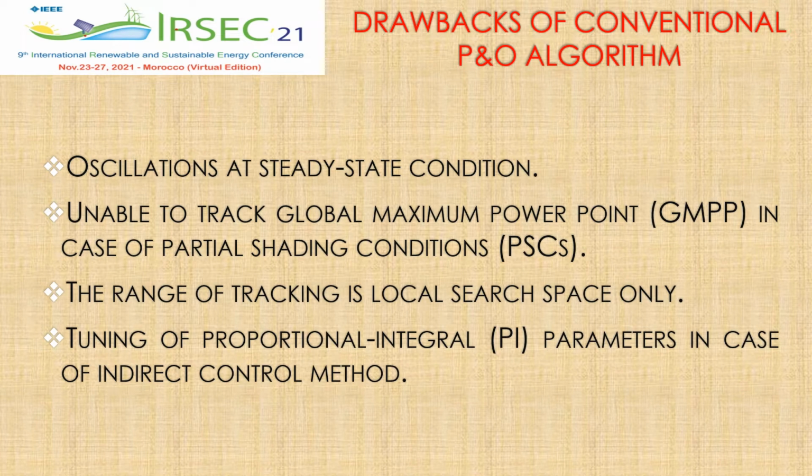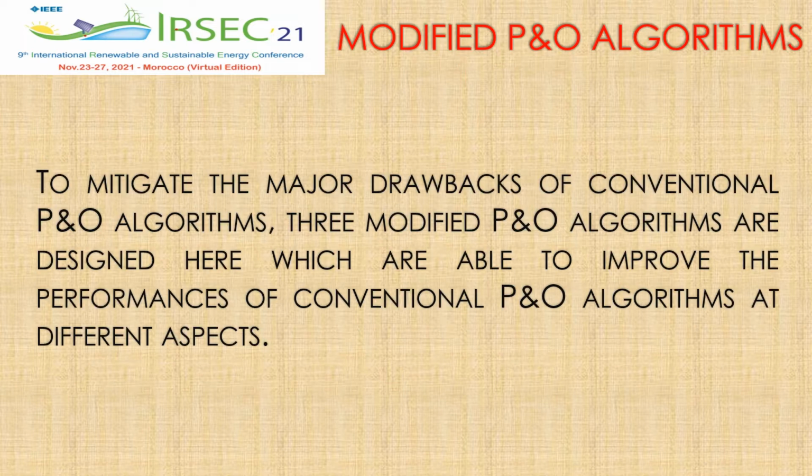Drawback of conventional P&O algorithm is as under: oscillates at steady state condition, unable to track the GMPP in case of partial shading conditions. The range of tracking is local search space only. In case of indirect control method, need to tune the PI parameters. To mitigate the major drawbacks of conventional P&O algorithms, 3 modified P&O algorithms are designed here, which are able to improve the performances of conventional P&O algorithm at different aspects.